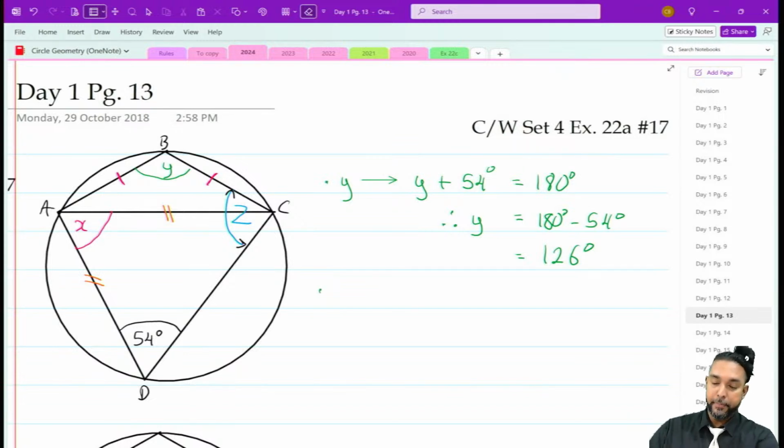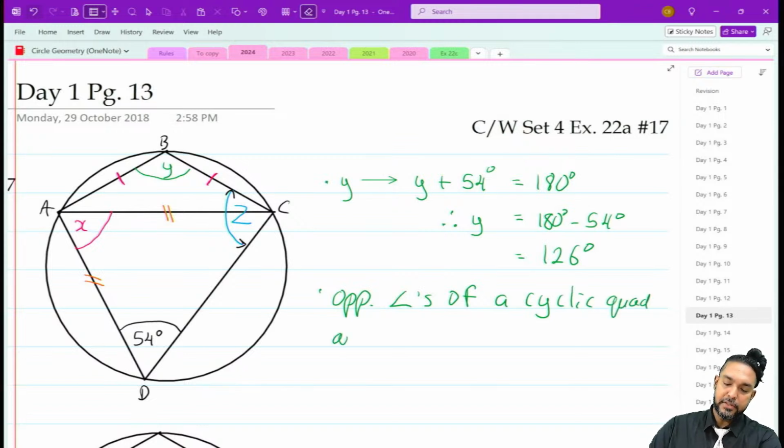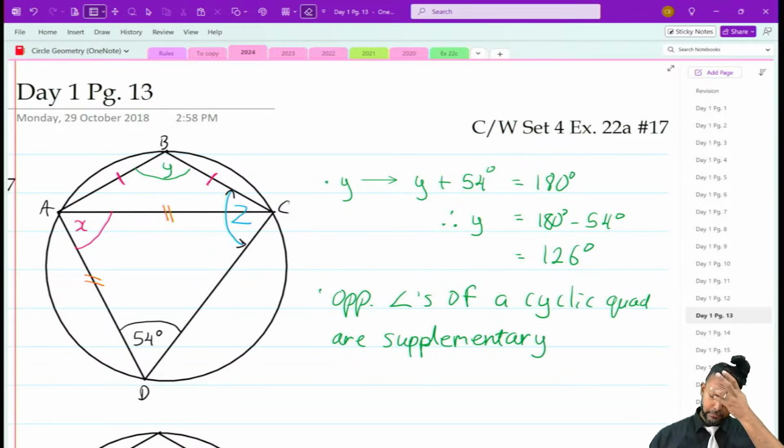Don't forget to put your reason. The reason is you can put: opposite angles of a cyclic quad are supplementary, which means that they add up to 180.